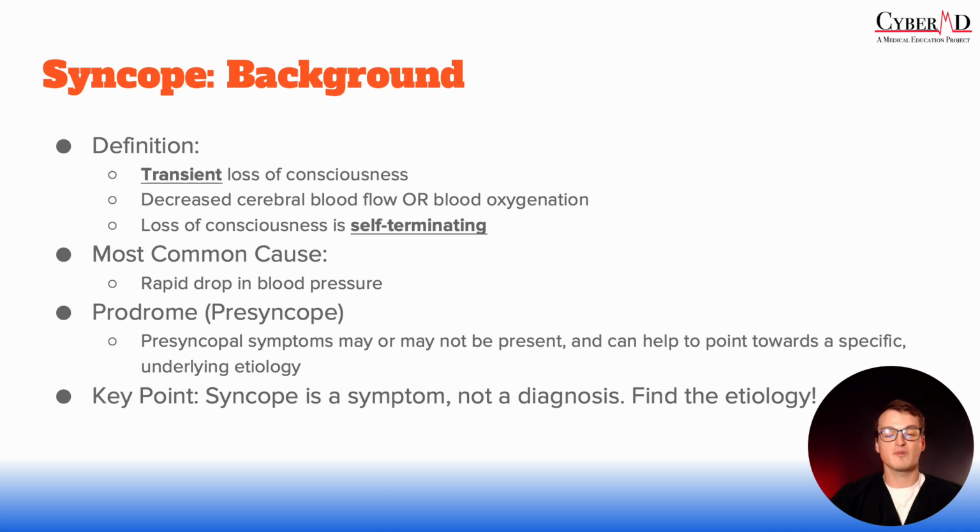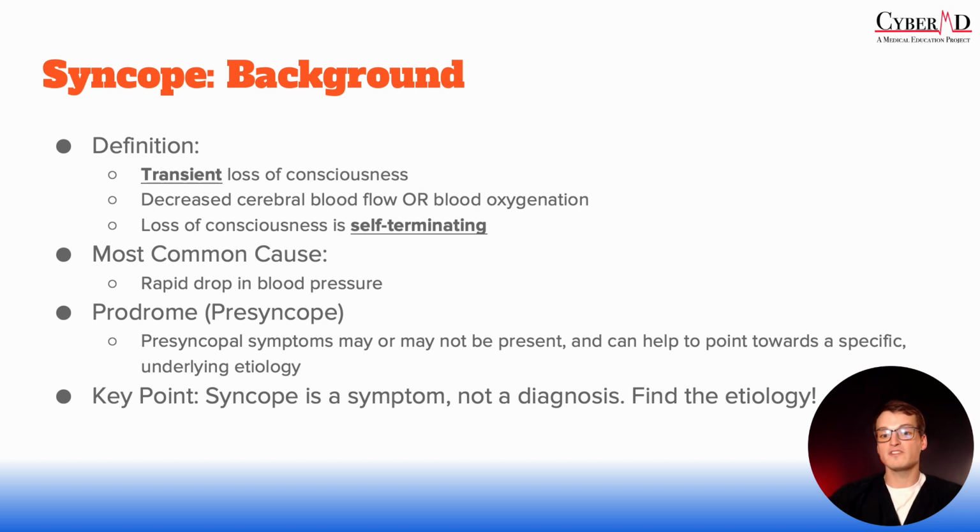But before we dive deeper into the causes and etiologies, it's essential to understand one other concept. That concept is presyncope. Presyncope refers to the symptoms that may precede a syncopal event. These symptoms can vary widely among individuals and may include dizziness, weakness, blurred vision, or nausea. Understanding and identifying presyncopal symptoms, as well as the events surrounding the event, can be crucial in diagnosing the underlying cause of the syncopal event. It can help to point towards a specific etiology or point away from a specific etiology.